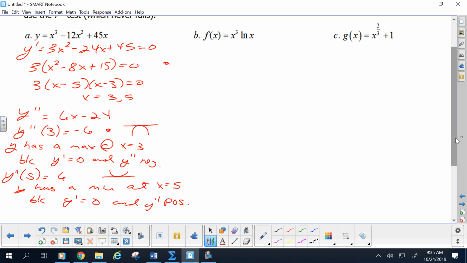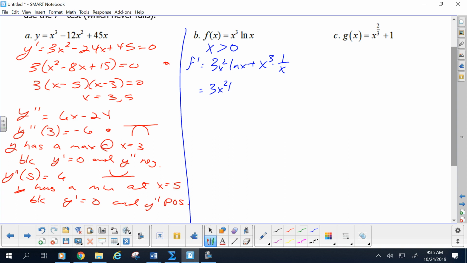The next one, let's start with domain. What's the domain? All right, 0 to infinity, positive numbers only. Okay, so what is f prime? Mr. Burgess, what's the derivative? 3x squared ln of x plus, I'm sorry? x squared. I see where you're coming from. x cubed times 1 over x is x squared.